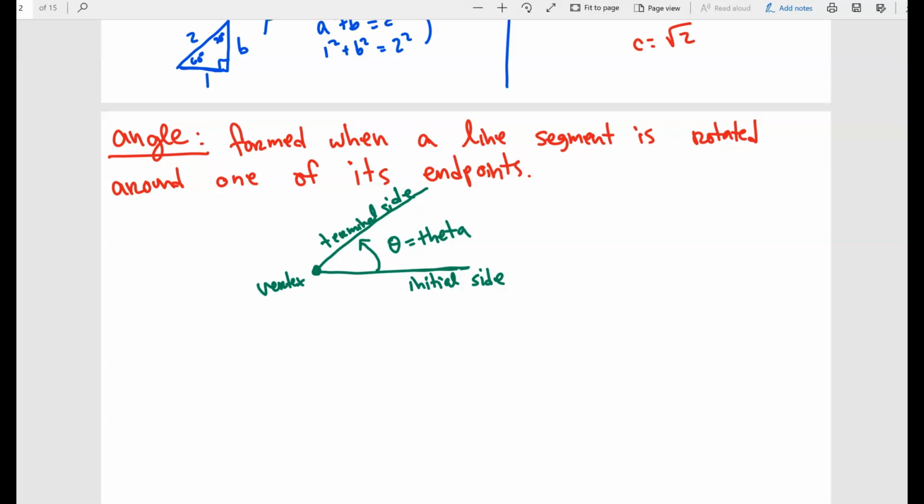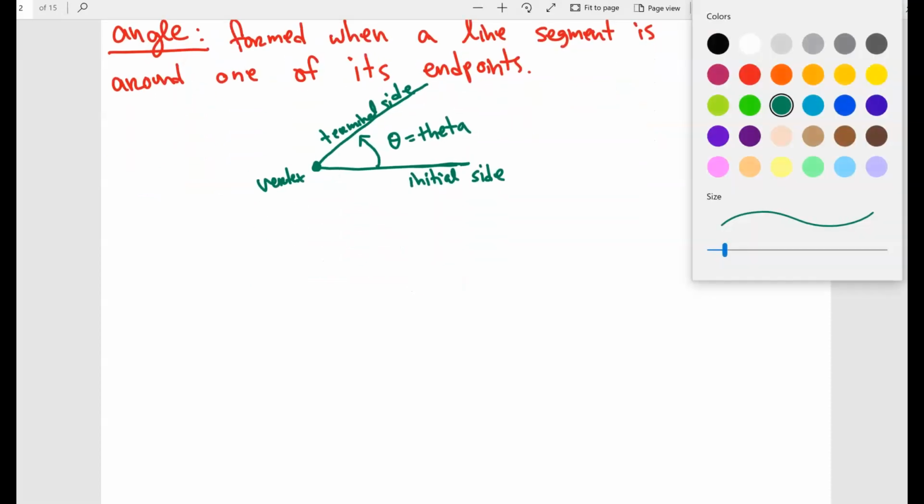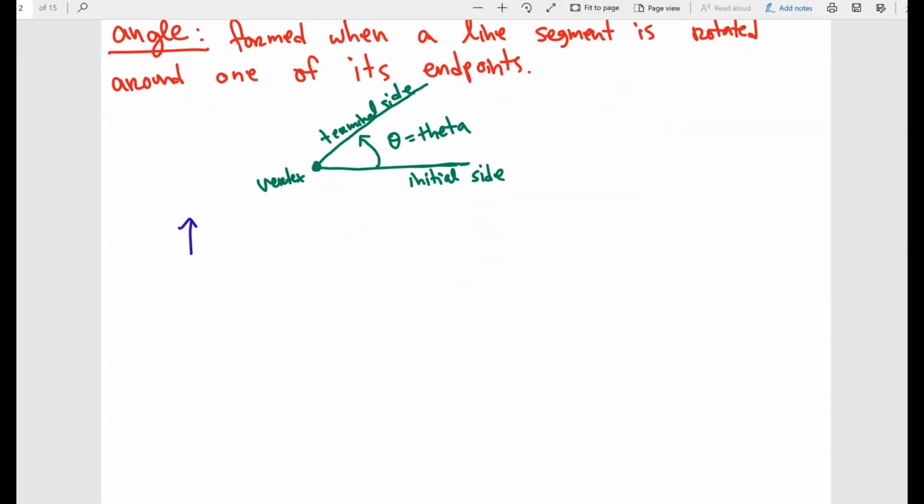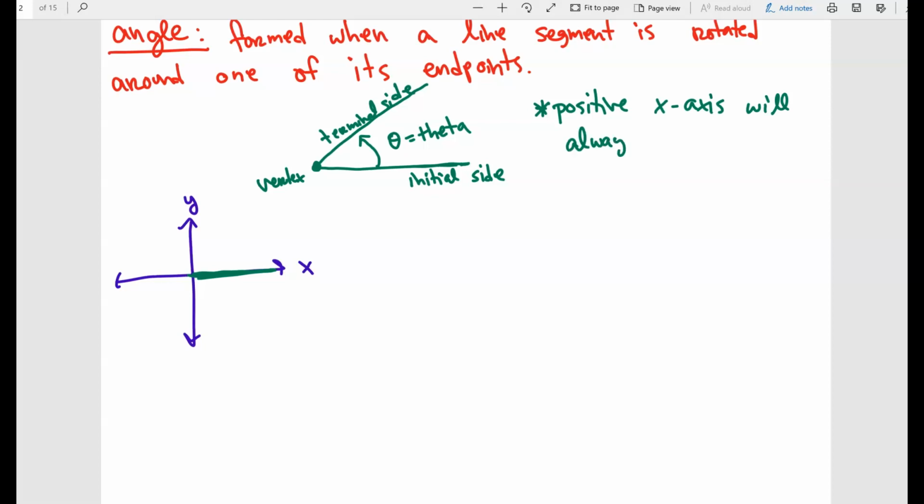So an angle is basically formed by taking a line segment and rotating it around one of its endpoints. Now, typically we're going to talk about initial side and terminal side in terms of the x and y plane. So if I have the x and y plane kind of like this, here's the x and the y. This guy right here, I'm going to color in green. This is our initial side. So the positive x-axis will always be our initial side.